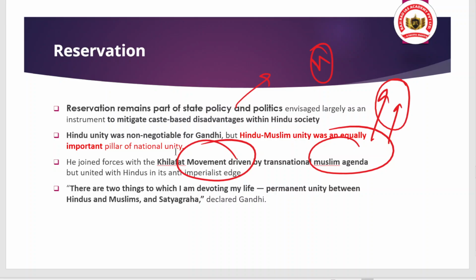to tackle the British. And as per the statement of Mahatma Gandhi, you can hear that there are two things to which I am devoting my life: one is permanent unity between Hindus and Muslims, and the other is Satyagraha. You should remember these types of statements, and you can quote them in the main answer, so that if you are interested in writing these quotes, they will add weightage to your answer.